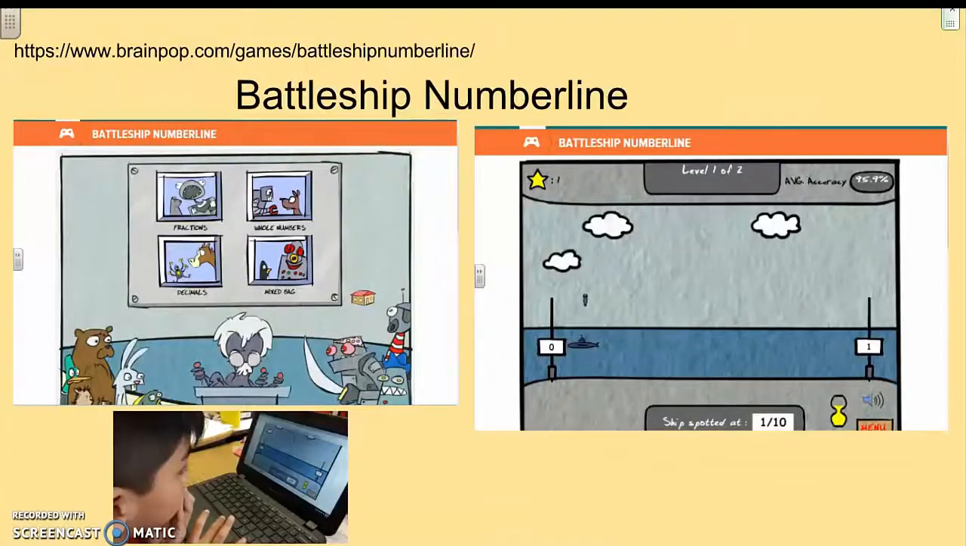This last website, Battleship Number Line, students have to move the battleship to the correct location so the torpedo will hit it. If it sinks the battleship, the student gets a point. Once again, this is a wonderful exercise for students to practice estimating the location of a fraction.